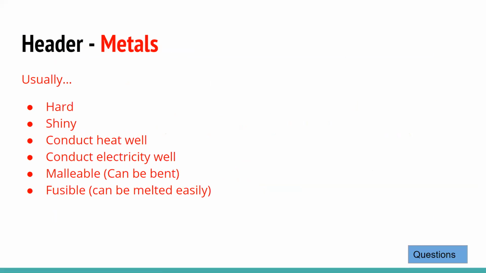Metals, you guys know what metals are. They're usually hard, shiny, at least until they start to oxidize. They conduct heat well, they conduct electricity well. They're flexible, you can bend them, and they're fusible. They're actually pretty easy to melt. They have low melting temperatures.